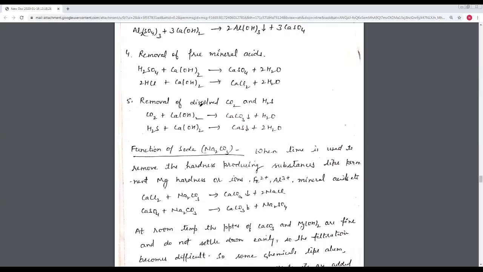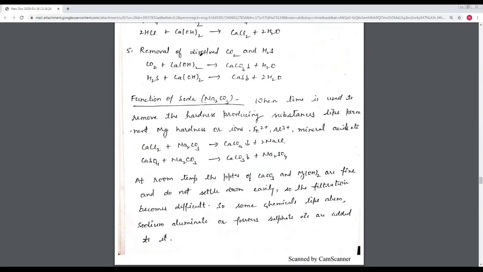CaCl2 reacts with Na2CO3, it gives CaCO3 and NaCl. Similarly, calcium sulfate reacts with Na2CO3, it gives calcium carbonate and sodium sulfate. These sodium salts, NaCl or Na2SO4, do not cause hardness. Calcium carbonate is found in the precipitate form and is removed easily. So according to this method, these are the functions of lime and soda. Lime has five major functions, and soda can remove only the permanent hardness of calcium.